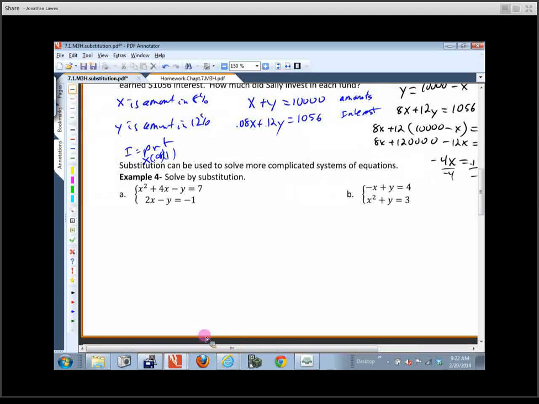So we're going to go ahead and do this one. Again, pick one of the equations to solve for one of the variables, and by far, which one is the easiest to solve for here? The second one, and which variable? Y. So we're going to isolate this y right here. I'm going to move the y to the other side and the 1 to this side. So I get y equals 2x plus 1.